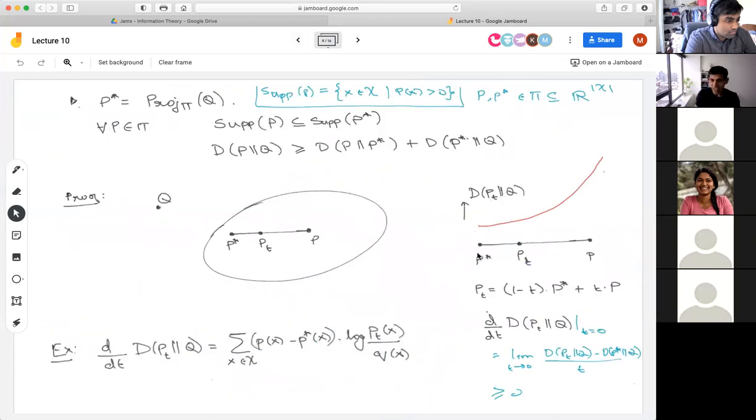Yeah, so it's non-negative because of this expression. When I look at any positive t, the KL divergence of P sub t and Q is greater than or equal to the KL divergence of P star and Q, because P star is the minimizer, at least inside pi. And for any positive t, all these points are inside pi because of convexity. So for any positive t, I can say that the numerator is greater than or equal to 0. And then I'm taking a limit.